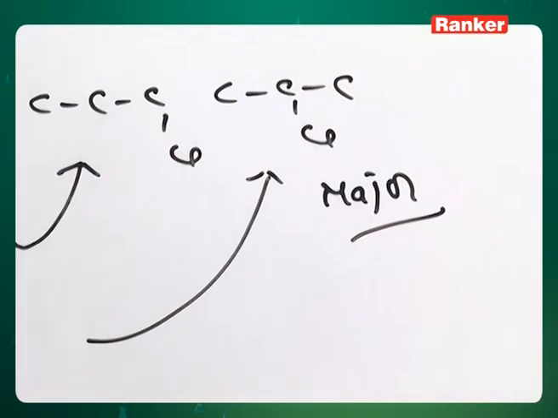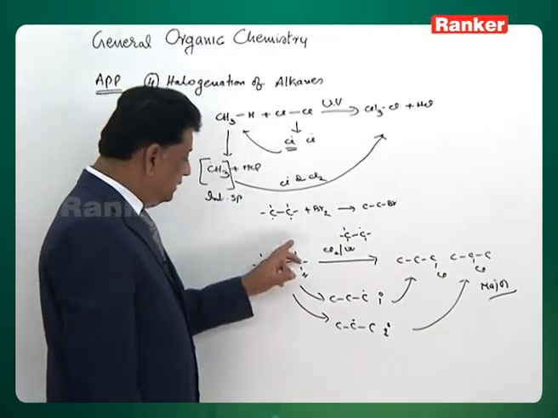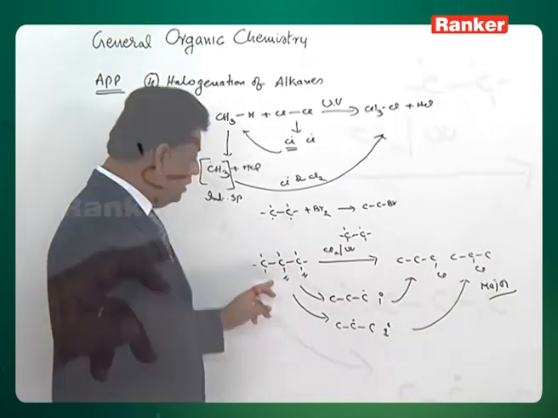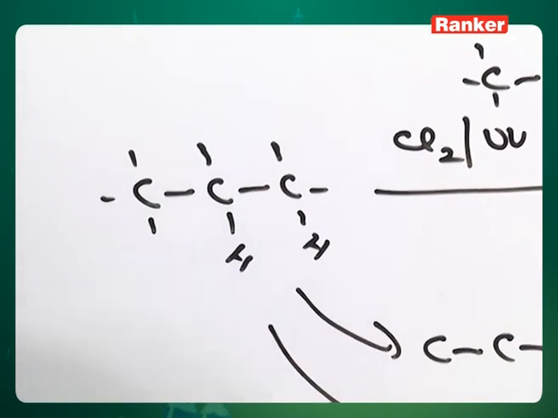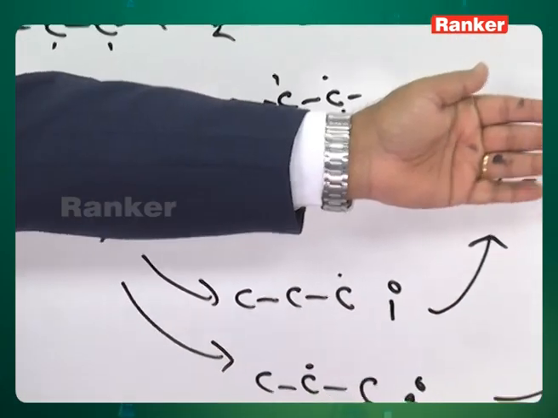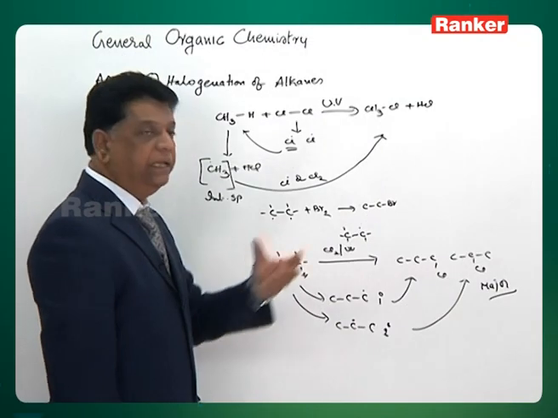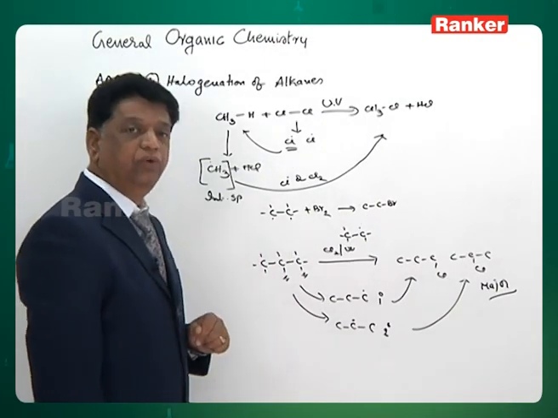Why is it so? It is not just the probability. Probability means 3 and 3 are identical, so any one of these 6 hydrogens if you replace, you will get this product. Therefore, I expect a 6:2 ratio, the 2 being the middle hydrogens. But what I am getting is that the major product is 2-chloro.